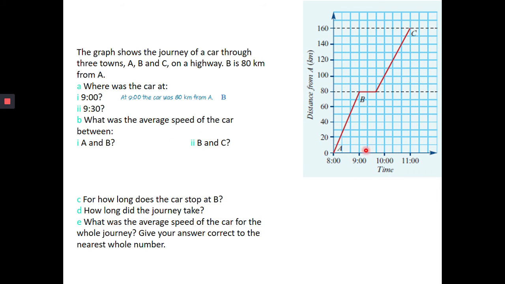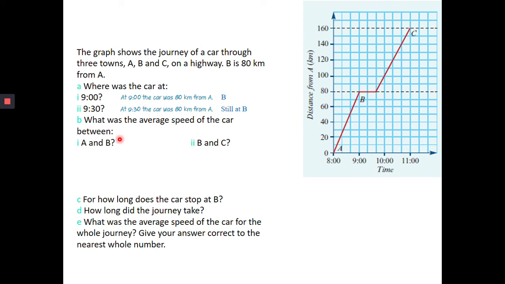Where's the car at 9:30? So at 9:30, so there's 9, there's 10, 9:30 is halfway between. So take care, these are 20-minute intervals, aren't they? 20 minutes, 20 minutes, and 20 minutes. 20, 40, 60, 60 minutes in an hour. So halfway is there. So where is the car? It's still 80 kilometers from A, or still at B.